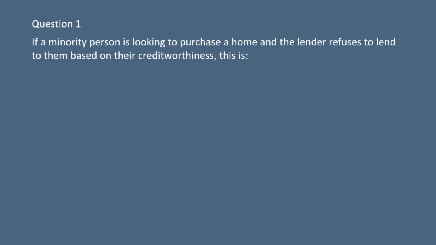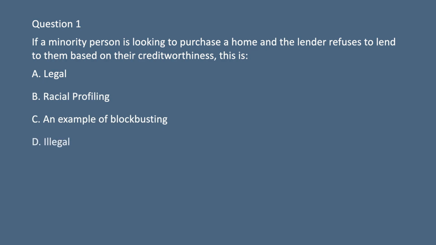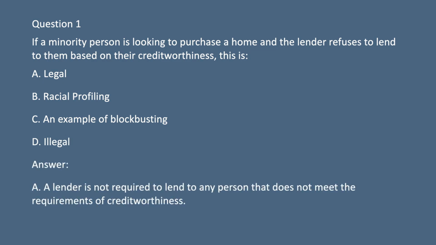Question 1. If a minority person is looking to purchase a home and the lender refuses to lend to them based on their creditworthiness, this is A. Legal. B. Racial profiling. C. An example of blockbusting. D. Illegal. Answer. A. A lender is not required to lend to any person that does not meet the requirements of creditworthiness.